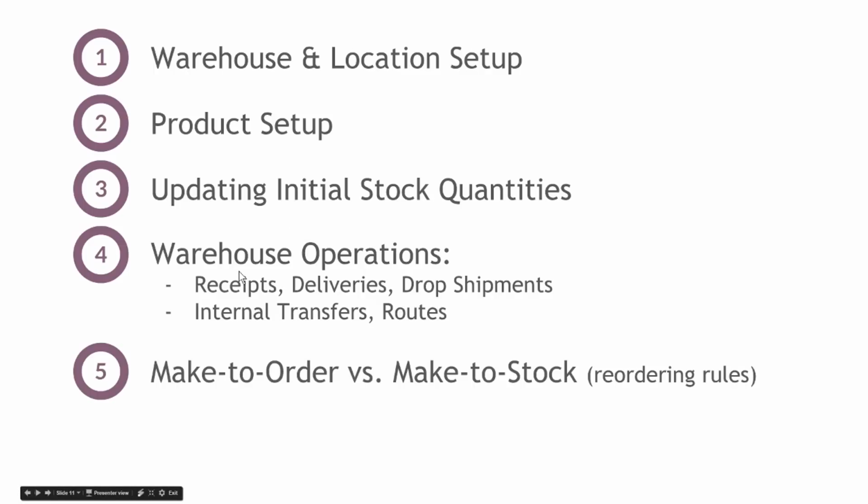After we understand all of the basic operations, we'll build on top of that and demonstrate the difference between setting up items to be made to order and compare that with making products in order to meet a certain minimum stock level through reordering rules, essentially. Last but not least, we'll discuss the different ways that barcodes can be used in Odoo to save you time and speed up all of your operations. So let's go ahead and get started with this demo database right here.